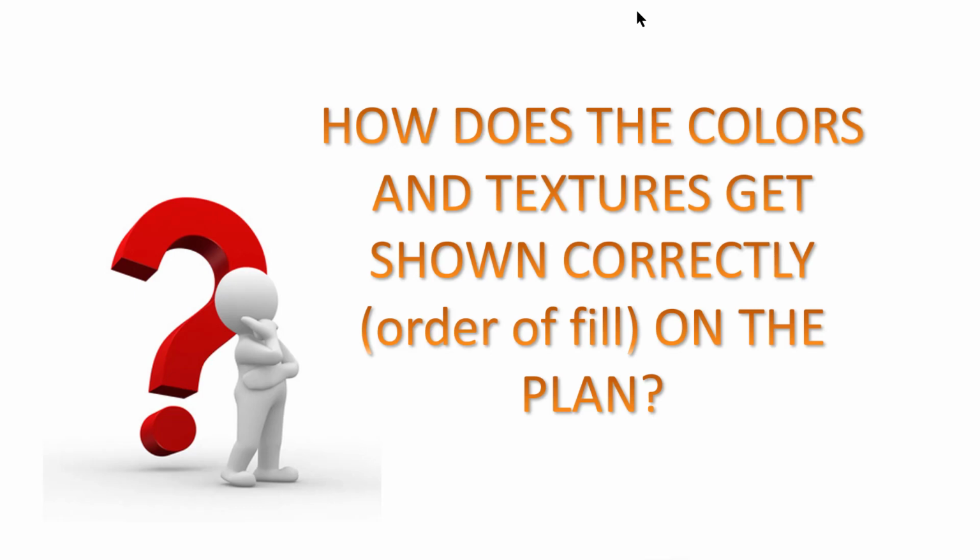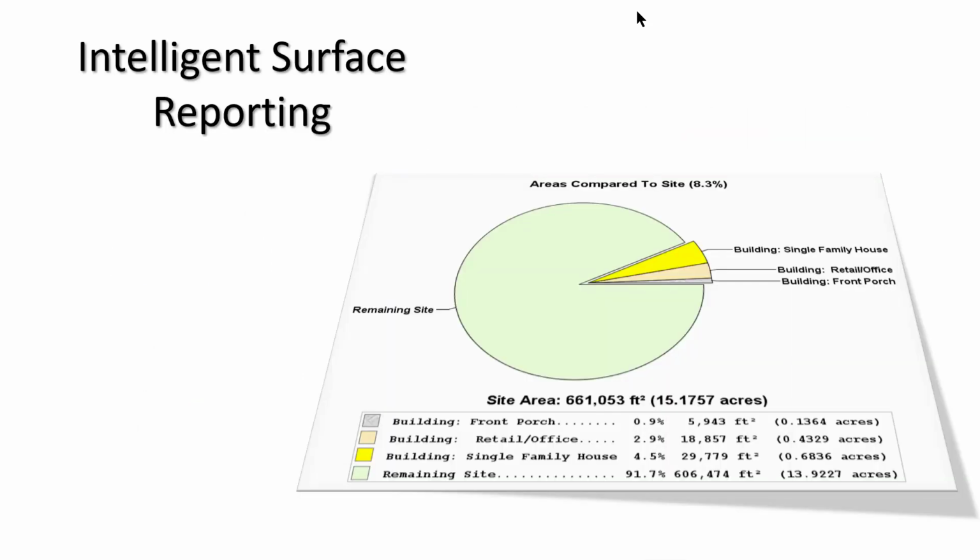So how do colors and textures get shown correctly on the plan? How do they do that? It's the order of the fills. So in other words, imagine your table and then your keyboard. Your keyboard's on top of the table. So the table would be on the fill list before the keyboard. Otherwise, if the keyboard was on the fill list before the table, you wouldn't see the keyboard because it would be under the table. So think of it that way.